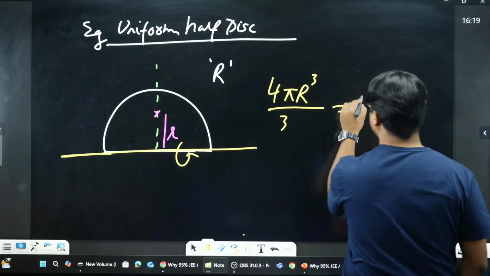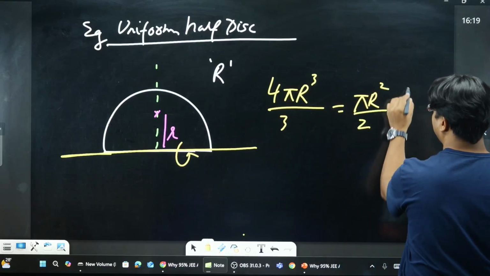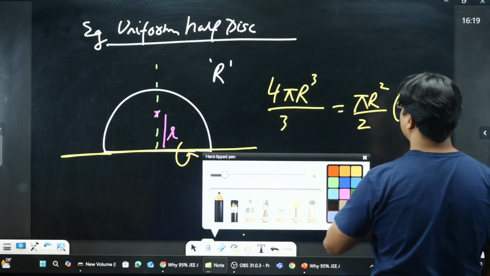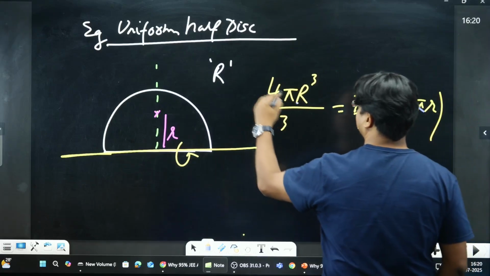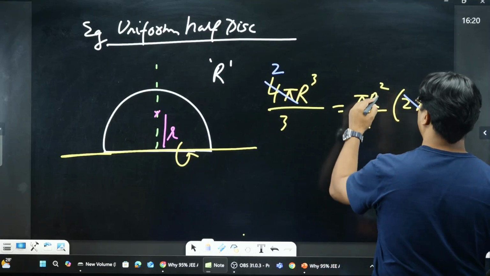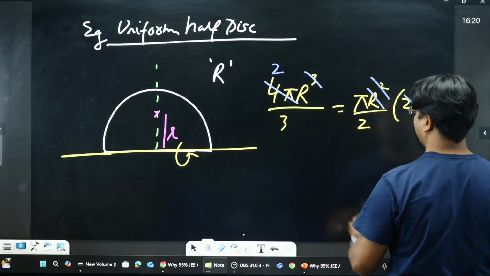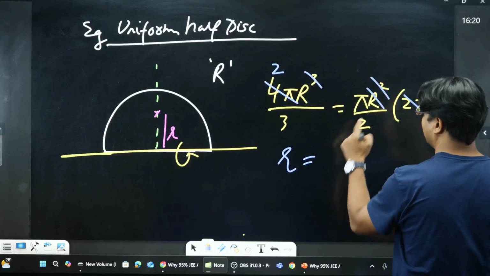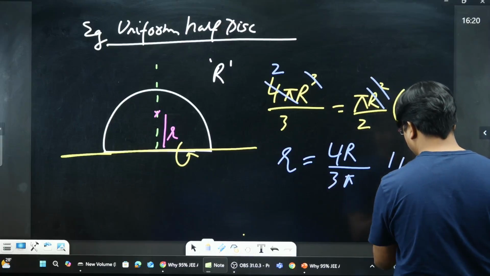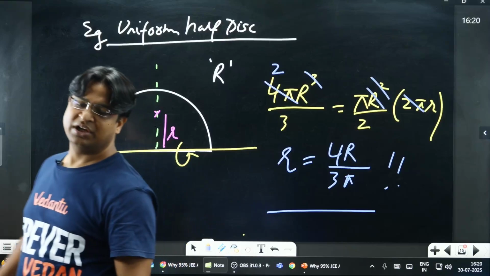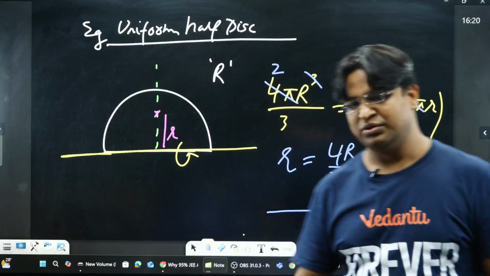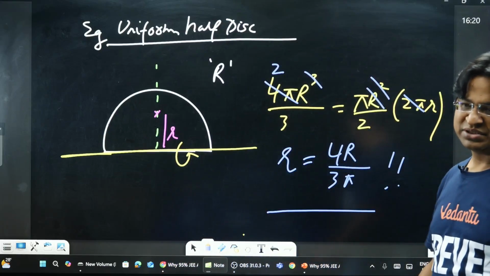The area is pi R square by 2, and we then write 2 pi r here. Let's do the math and cancel out things that are getting cancelled. This 2 pi goes with this, and we are left with a 2. Then this R square goes, and now you can see that small r is nothing but 4R by 3 pi. Again, we obtained the result for a disk without integration. So this is how we can make use of the Pappus theorem.